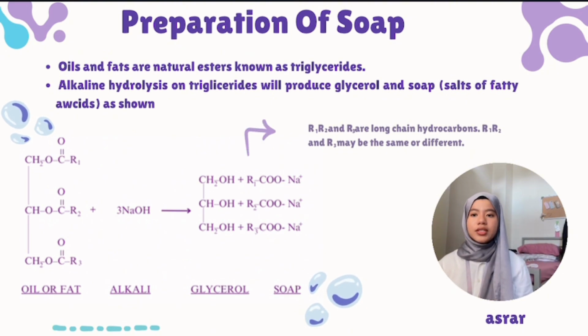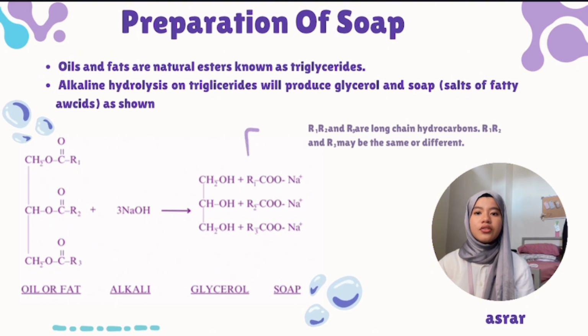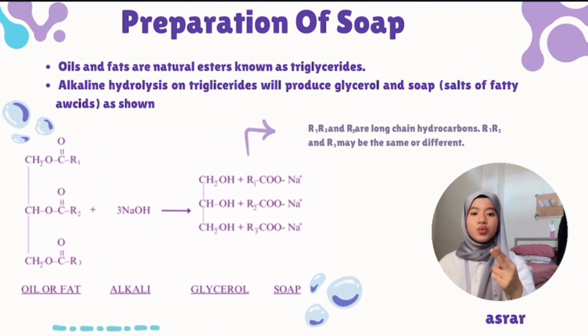Oil or fats will react with alkali, which is 3NaOH, and produce glycerol and soap. This is a chain hydrocarbon. R1, R2, and R3 are long chain hydrocarbons. They may be the same or different.